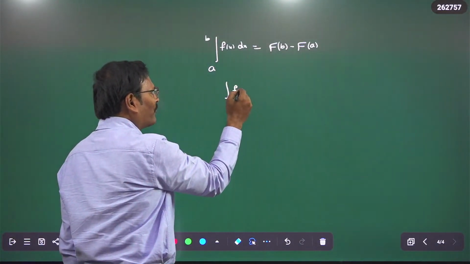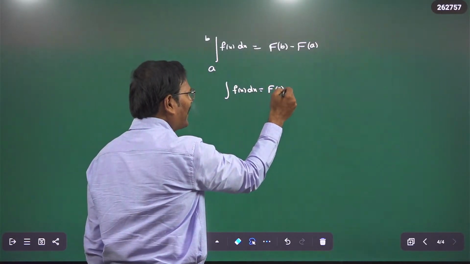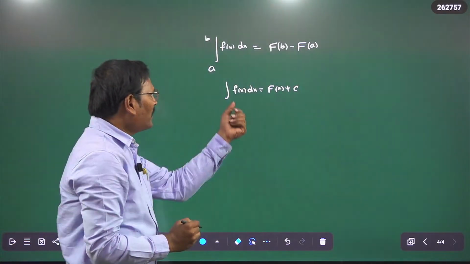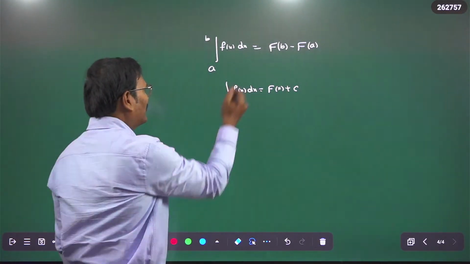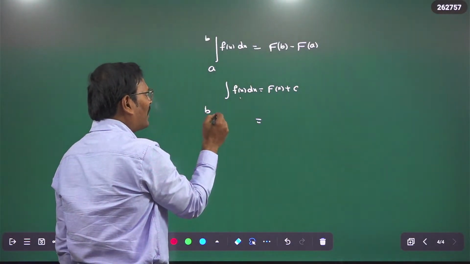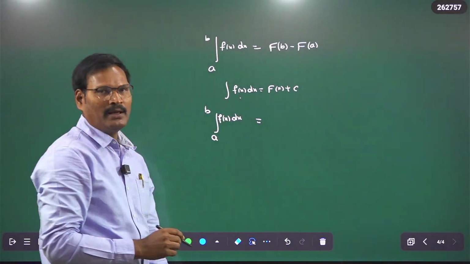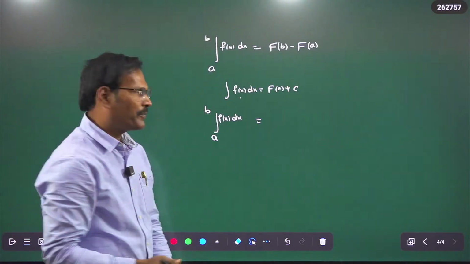So integral f of x dx is equal to capital F of x plus c as per our indefinite integration. So what is the integration of f of x here? Capital F of x plus c. Now I am applying the upper limit and lower limit. First I will substitute the upper limit and then the lower limit, and after that I will subtract.